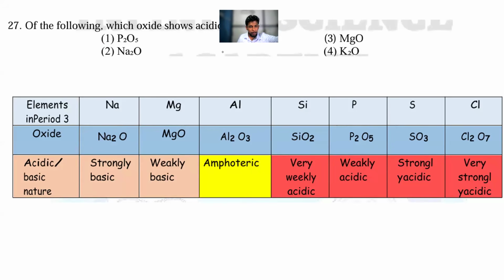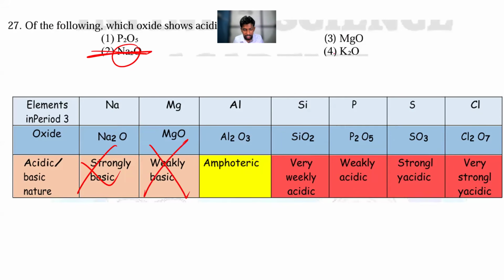Question number 27: of the following, which oxide shows the acidic nature? Check the answer. What is the answer? Acidic oxide. Very good, Akif. Very good. Yes, first one. Because just look at the picture here. Sodium oxide, that is a base. Pulahal, turn off the mic, please. Sodium oxide, that is base, so that is not the answer.